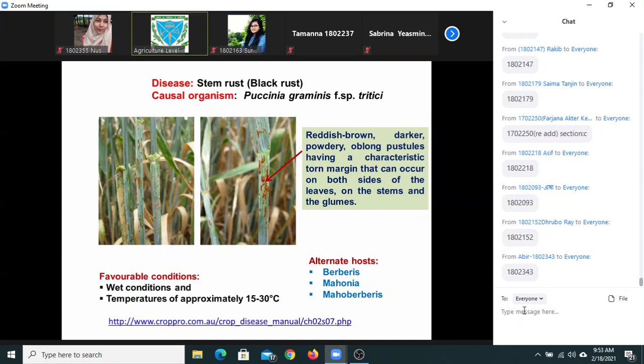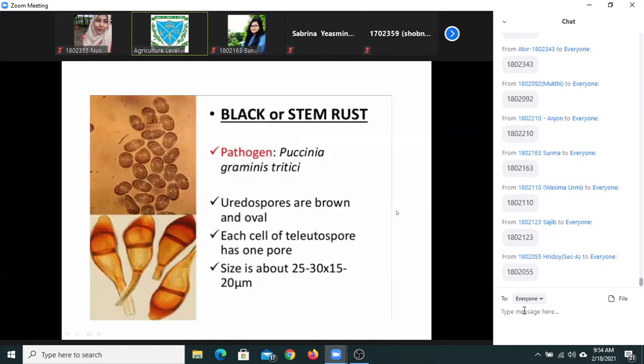Barberry plants, Mahonia and Berberis, these plants serve as the alternate host of this pathogen. Puccinia graminis f. sp. tritici means this graminis only infects the wheat plants. Wet conditions and low temperature are usually helpful. And you see, these are the symptoms. Stem rust symptoms appear as reddish-brown pustules with torn margins. Where? Leaf sheath, on the leaves, on the stems, glumes, etc., usually stems.